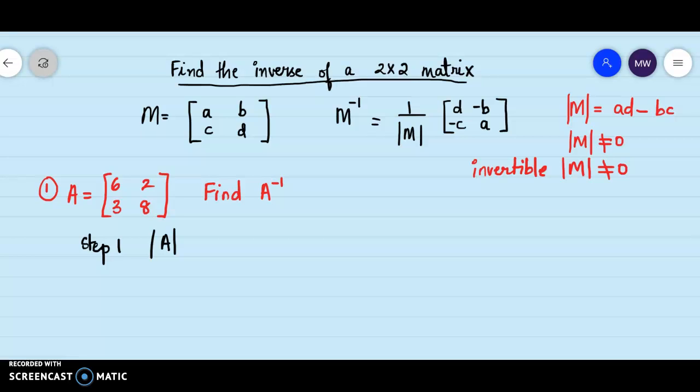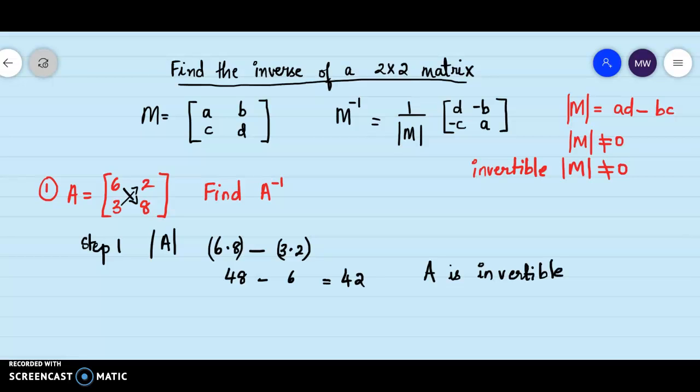The determinant is a cross multiplication of 6 times 8, minus the cross multiplication the other way, which is 3 times 2. So 6 times 8 is 48, minus 3 times 2 which is 6. So we get our answer to be 42. Here the determinant is not 0, it's a number other than 0. So we can definitely say that the matrix A is invertible, or we are able to find its inverse.